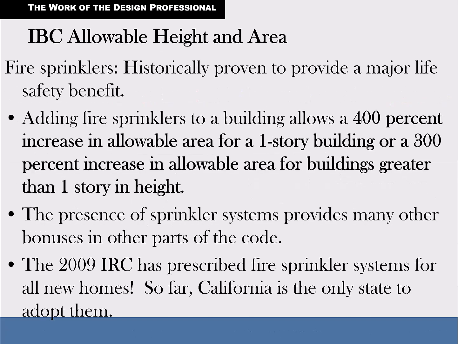Adding sprinklers to a building allows a 400% increase in allowable area for a one-story building, or a 300% increase in allowable area for buildings greater than one story. Interestingly, in 2009, you see that last bullet down at the bottom, the residential code, the IRC, prescribed using fire sprinkler systems for all new homes. The last time I looked, it was still basically California and a few communities in the Northeast that were doing this. But actually, that's maybe not quite true.